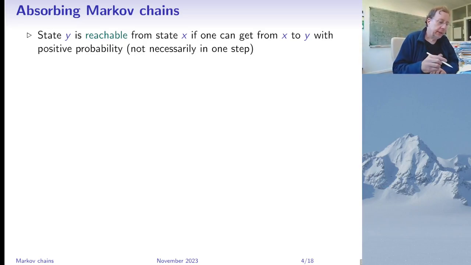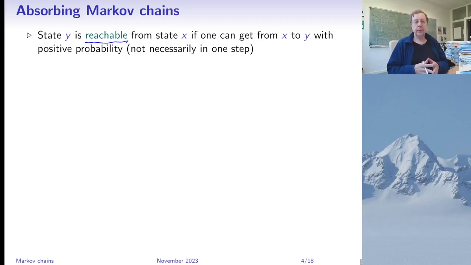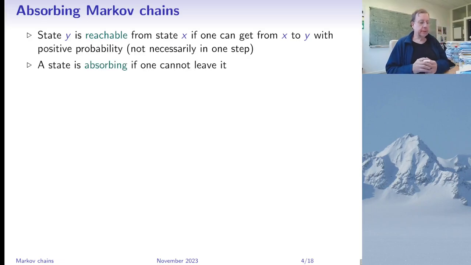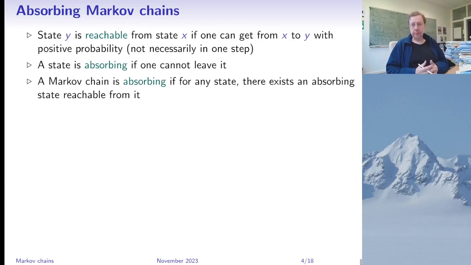So one definition is the definition of being reachable. I'm saying that state Y is reachable from state X if I can get from X to Y with a positive probability, but not necessarily in one step. It could be in many steps. Then I'm going to say that a state is absorbing if one cannot leave it. In the first example of the mouse, it was the two rooms with the food and the den. In Penny's game, it is A wins and B wins. And I'm going to say that my Markov chain is absorbing if for any state there exists at least one absorbing state that is reachable from it. So my two examples satisfy this condition.